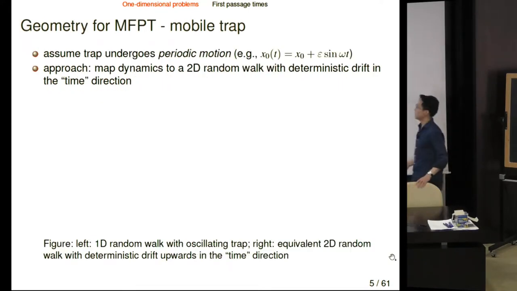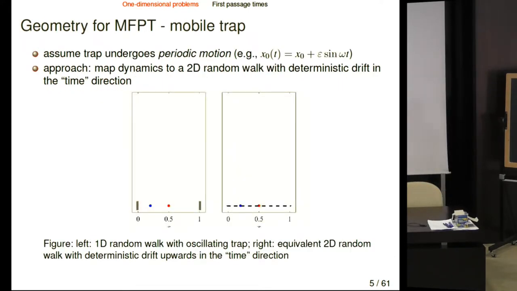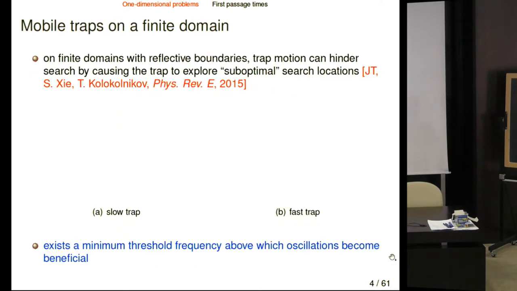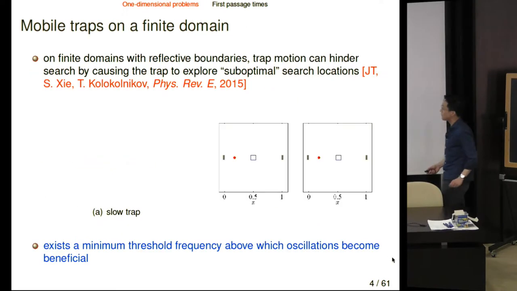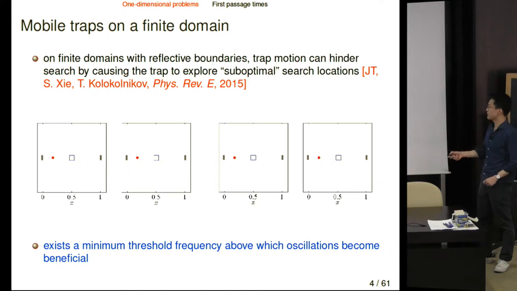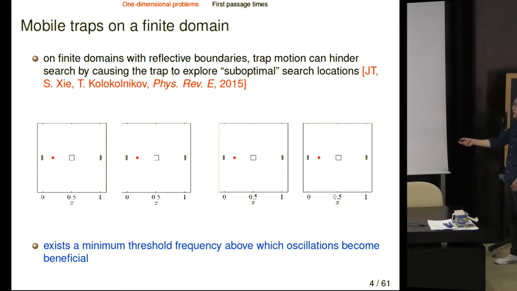Okay. So it turns out that on a finite domain with reflective boundaries, so I'm going to run two videos here, but basically here's the reflective boundaries. This is going to be the random walker, right? It turns out that motion on a 1D domain, or a finite domain with reflective boundaries, motion can actually increase the average search time.